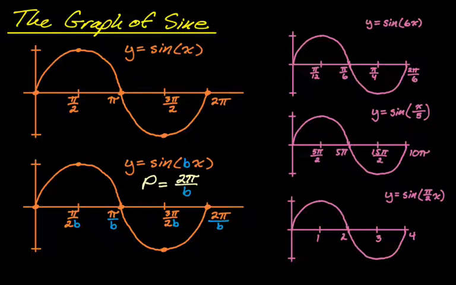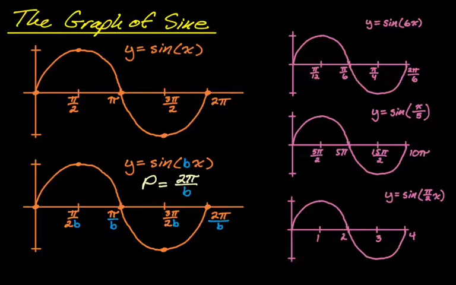Then I had sine of x over 5. So 2 pi divided by 1/5 is 10 pi. So I have 10 pi divided by 4, which is 5 pi over 2. Count by 5 pi over 2: 5 pi over 2, 10 pi over 2, 15 pi over 2, 20 pi over 2. And that gives us our graph there.